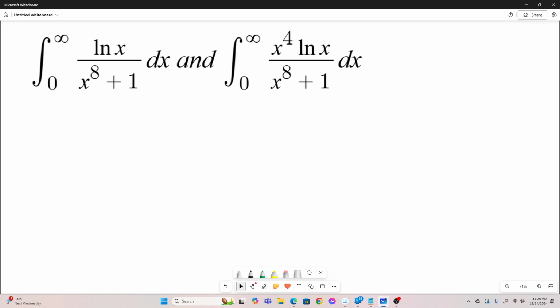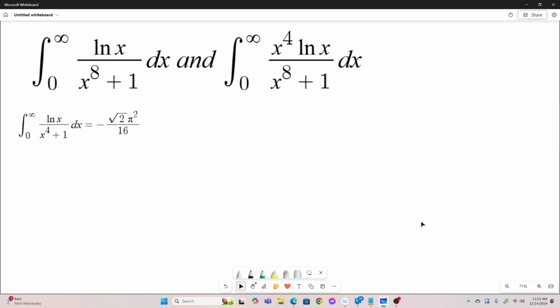So, as in the previous videos, we are going to be starting with a known value. In this case, it will be a known value that I derived in the previous video. That is that the integral from 0 to infinity of natural log x over x to the fourth plus 1, integrated with respect to x, is equal to negative square root of 2 times pi squared over 16. Go ahead and watch my previous video to see how I derived that.